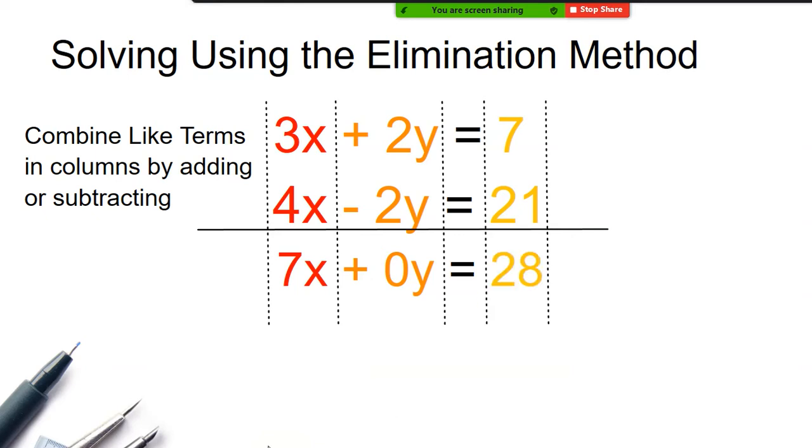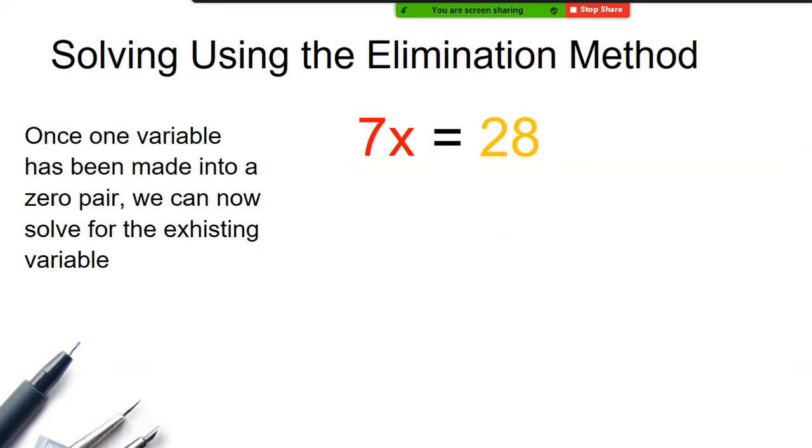Okay? Now that I have this, I can go ahead and simplify my equation because I don't really want to keep that 0y there. I want to go ahead and rewrite my equation more clearly. So underneath, you need to write 7x equals 28. Now on the side, I want you to write this note. These are the directions so that later, if you get stuck, you know what to do.